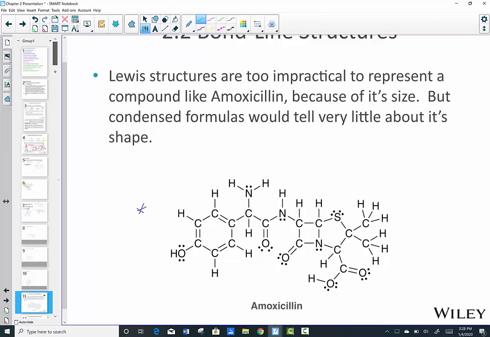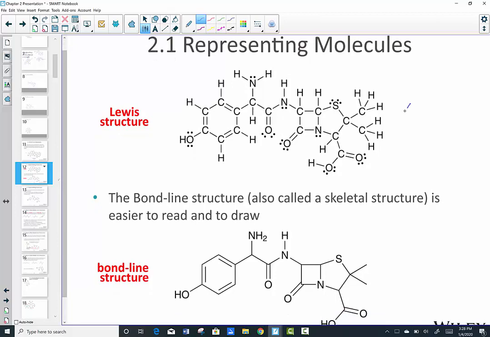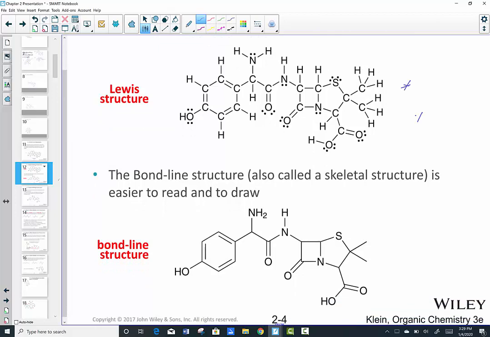And so we introduce something known as a bond line structure. So here is what the previous slide had, a Lewis structure, every single bond drawn out, every single lone pair drawn out, very tedious, but oh my, so important, so informative. Now the bond line structure, sometimes you'll hear it also called a skeletal structure, is much easier to read and so much easier to draw. The bond line structure takes all these carbons and turns them into lines. And we know that every carbon is found at a junction of two lines. We see double bonds between carbons located there. Here's a double bond, here's a double bond.